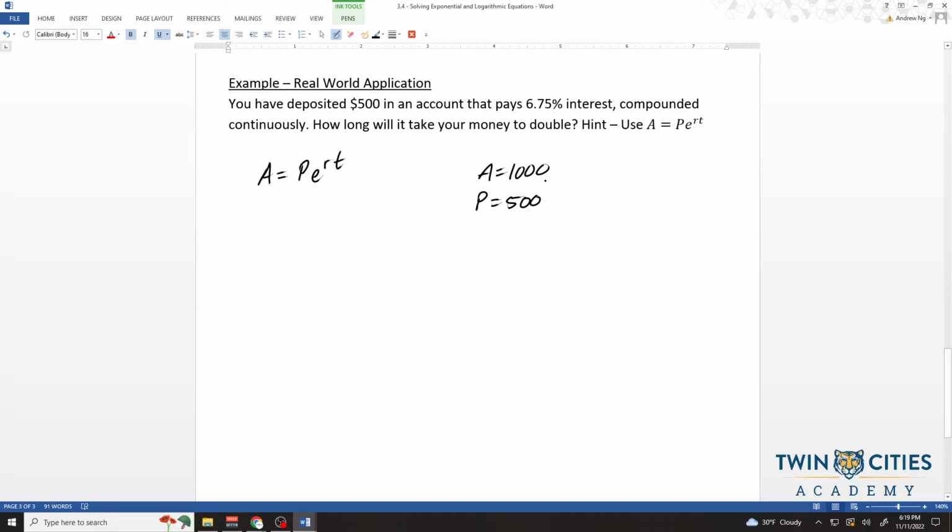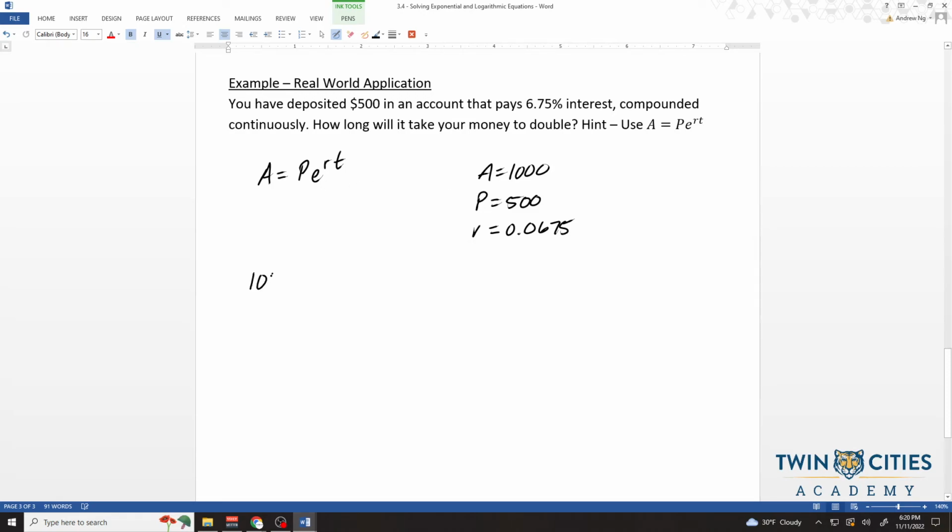All right, my rate, r, my rate of interest is 6.75%. Remember, we've got to write this not as a percentage, so 6.75 divided by 100, or moving this decimal point to the left 2 spots, r is going to be 0.0675. Now, t here, though, this is unknown to us. t is the amount of time in years it will take to reach whatever A is, in this case 1,000. That's not given to us, so it sounds like we're solving for t. Let's go ahead and plug these things in.